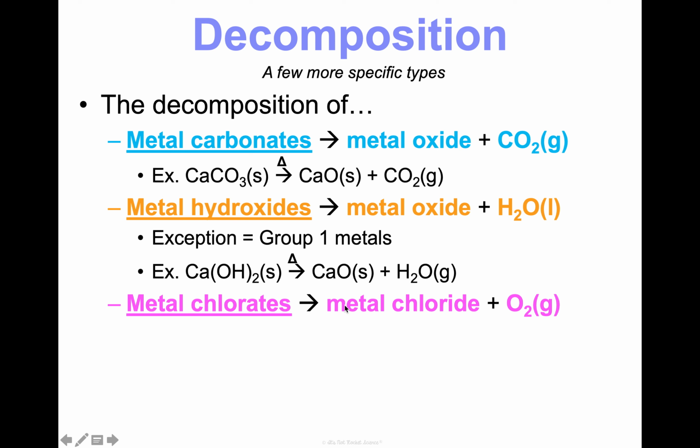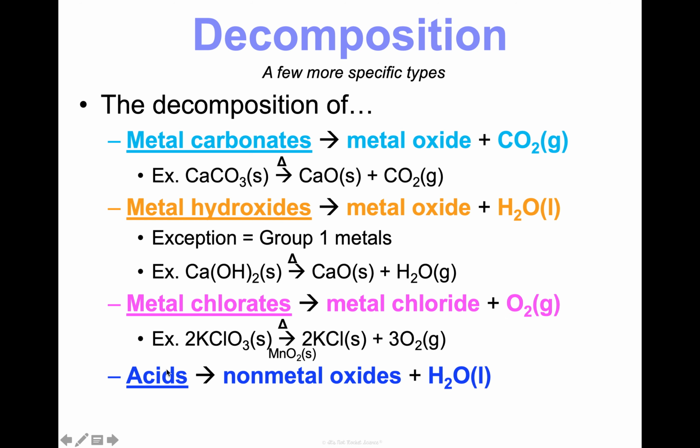Okay, metal chlorates. They will break down to make a metal chloride and oxygen gas. So for example, calcium chlorate will break down. Sometimes you have to have a catalyst. In this case, it's manganese 4 oxide. That's our catalyst here, but that will make this reaction happen to make potassium chloride and oxygen gas.